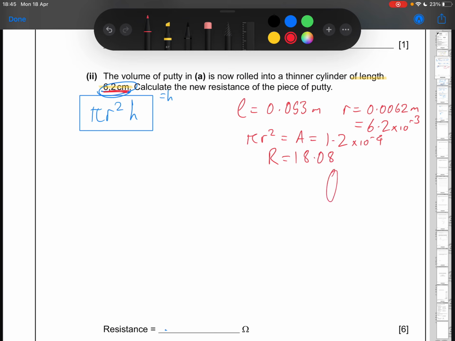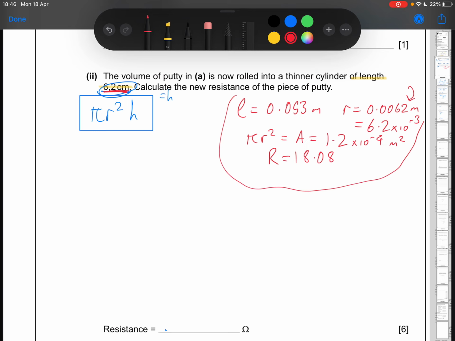Using pi r squared to find the cross-sectional area of our cylinder of putty, I was able to find the cross-sectional area to be 1.2 times 10 to the minus 4 meters squared. Converting, of course, the radius, which was half of the diameter, into meters, and using that to find the value for our area. So the question that's being asked here is the resistance of the new piece of putty of length 6.2 centimeters. What we have to do here is figure out what the resistivity of the putty is using what we have so far.